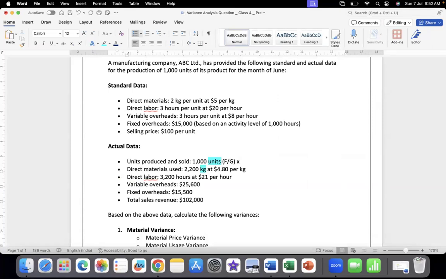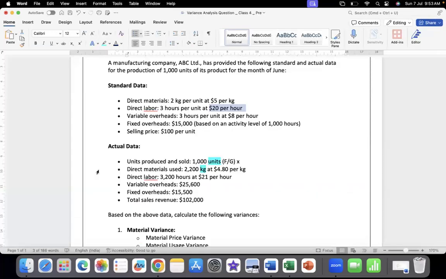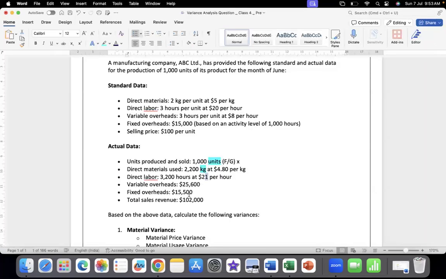So the standard rate for the labor, which is given to you, is 20 per hour. So every hour you pay $20 to the labor. That is your standard rate. So that would be 20. So what was the actual rate you paid? So you paid 21 per hour to your laborers. This would be 21. And then what are the actual hours? How many hours did you actually work? So you ultimately worked for 3,200 hours.